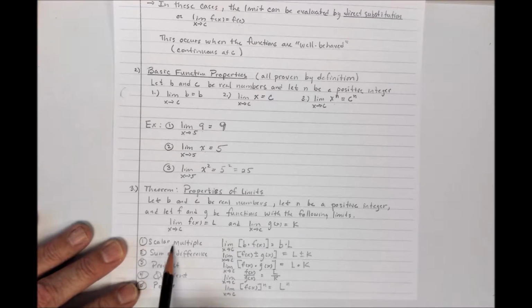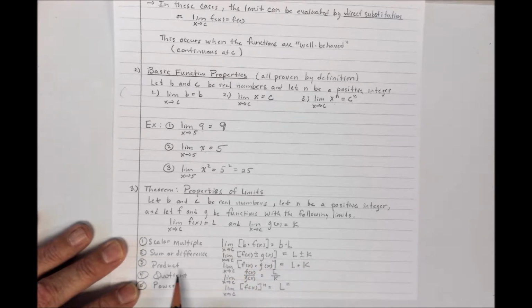The scalar multiple says that if you have the limit as x approaches c of a scalar b, remember, b is a real number, times some function, it's as if we just take the b, bring it out in front, and multiply it times the limit as x approaches c of f of x, which we already have is L. So it's just b times L. And some are different. These two make up what we call the linearity properties. It says that the limit as x approaches c of f of x plus or minus g of x is equal to the limit of f of x plus or minus the limit of g of x, L plus or minus K.